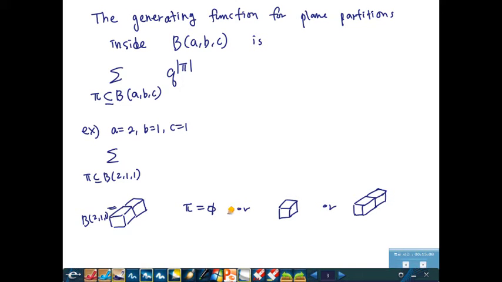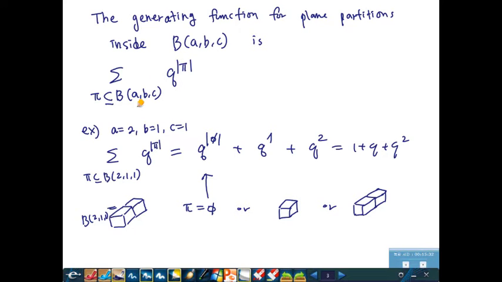Okay? So for each plane partition, we add q to the size. Q to the size is q to the 0, 1, 2. So it's going to be 1 plus q plus q squared. This is the generating function for plane partitions inside this box. So this is the same in general. There are just many more partitions there. Just think of them as listed in some way. You just add a monomial for each plane partition. Okay? That's the definition of this generating function.